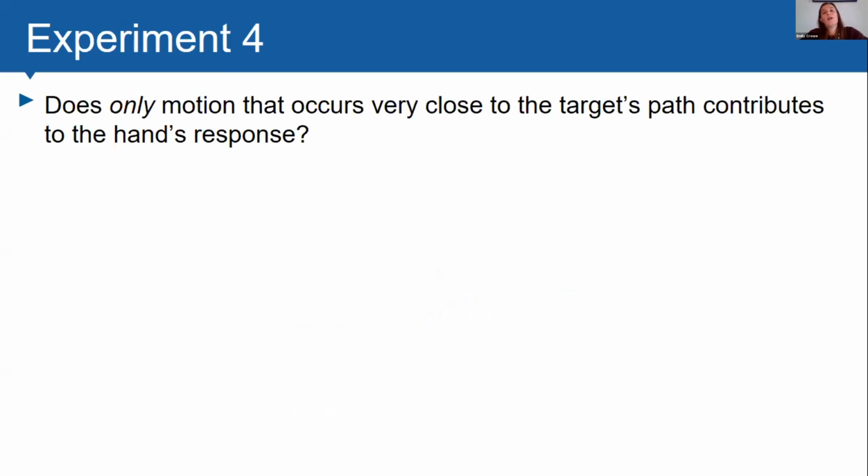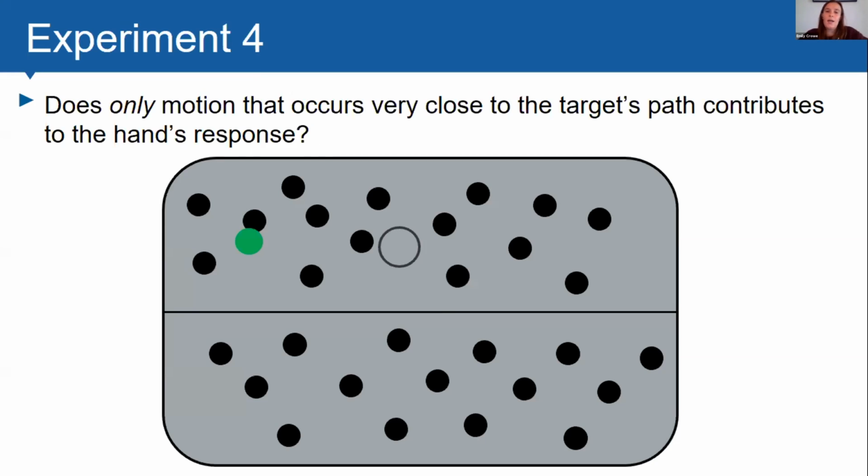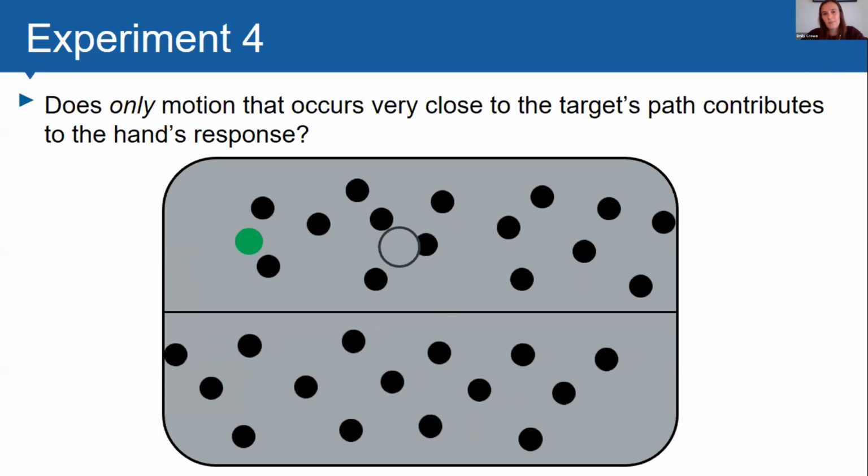After this, we wanted to look at trying to refine the spatial constraints of the manual following response, of our hand stabilization hypothesis, sorry. So the next question we asked was, does only motion that occurs very close to the target's path contribute to the hand's response? So what we did here was we basically split the screen in half, although the horizontal line wasn't there. And the 2 halves of the screens moved in opposite directions, like this. And we were interested in what would happen in this condition, whether participants would respond at all and whether they would follow the motion presented in the top half or the bottom half of the screen.